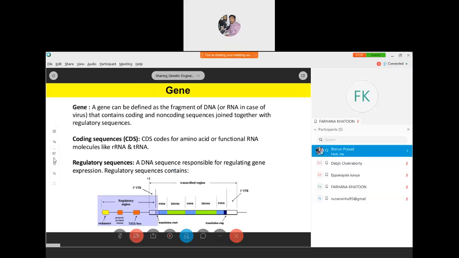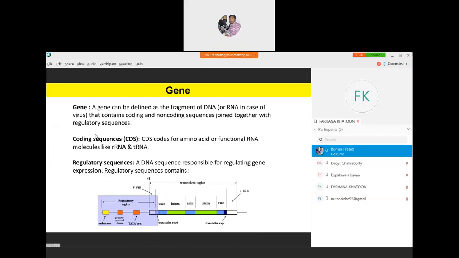You all know that a gene is a segment of DNA which consists of protein and regulatory sequences. If you look at the gene, it contains two segments. One is protein sequences, which will code for either amino acids or functional RNA. And these protein sequences will be flanked by regulatory sequences.